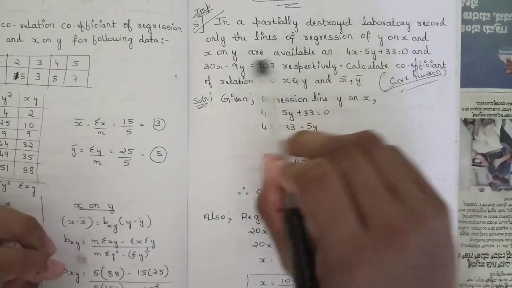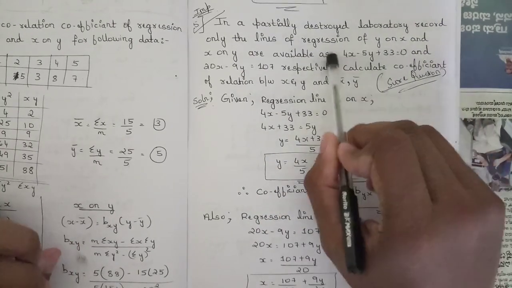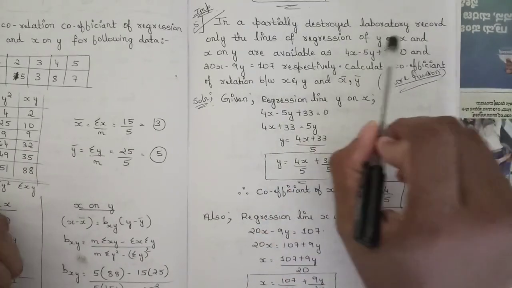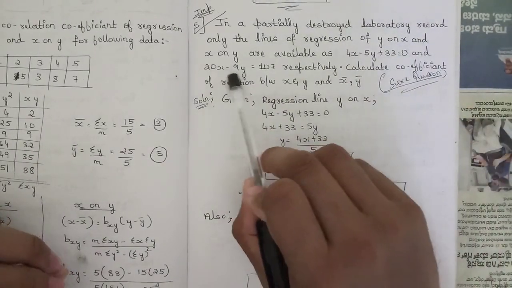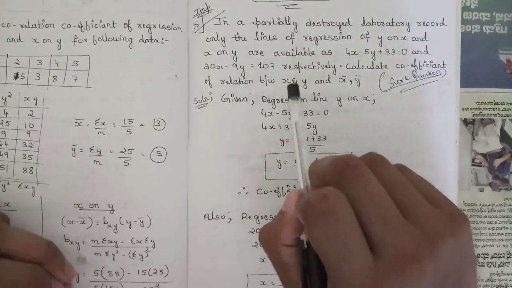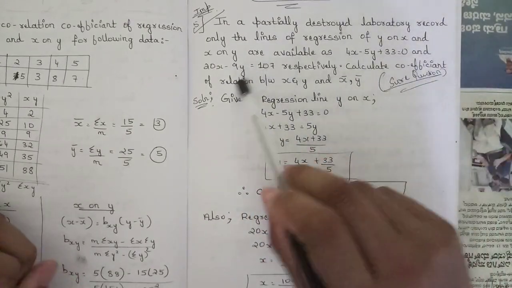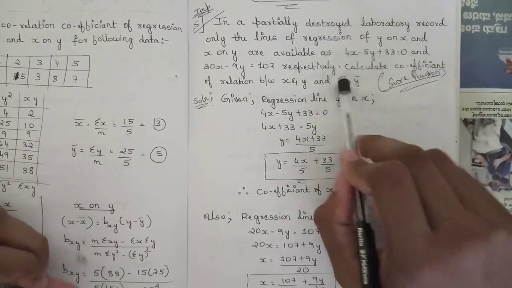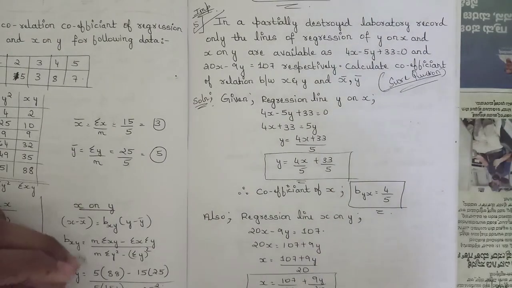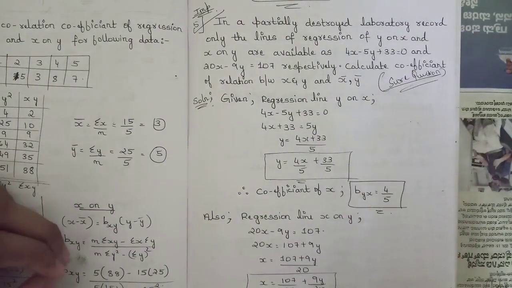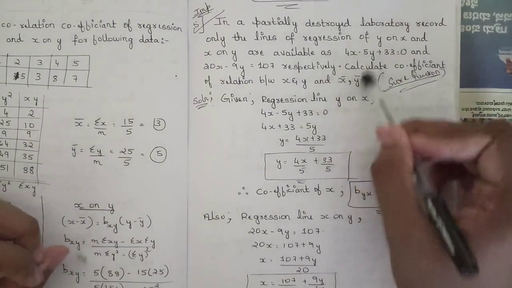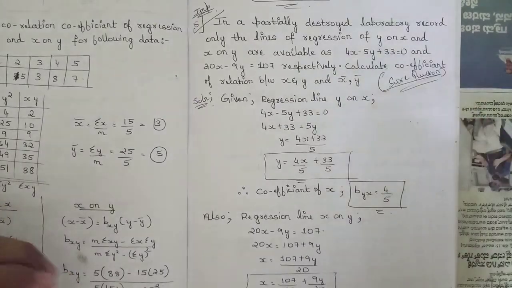The lines of regression are available as 4x minus 5y plus 33 equal to 0, which is the regression line y on x, and 20x minus 9y equal to 107 respectively. Now we need to calculate the coefficient of correlation between these two regression lines, and also calculate x bar comma y bar. For this we would need summation x and summation y and make tabular columns, but we have a shortcut to find x bar and y bar that I am going to tell you.